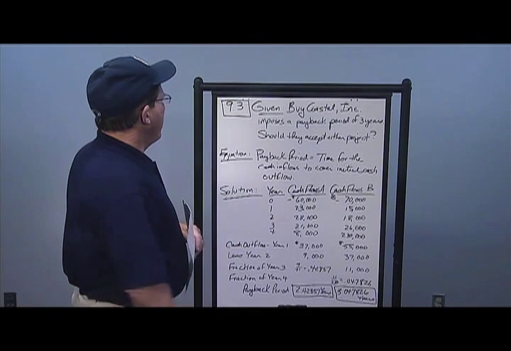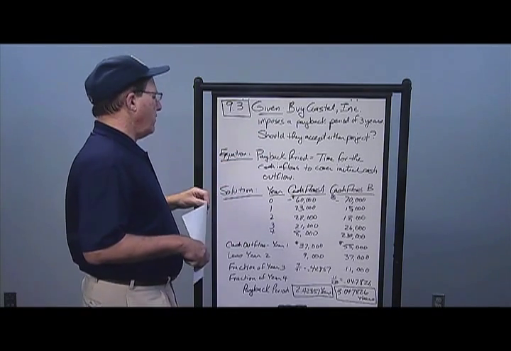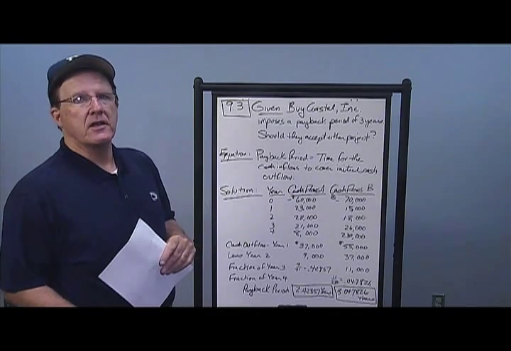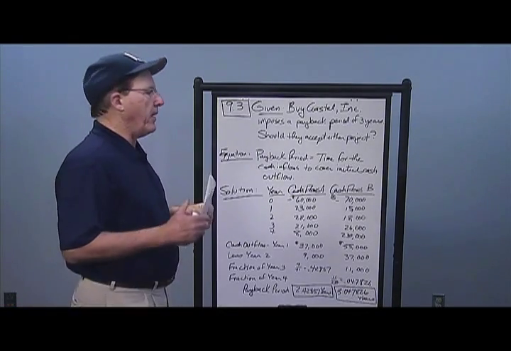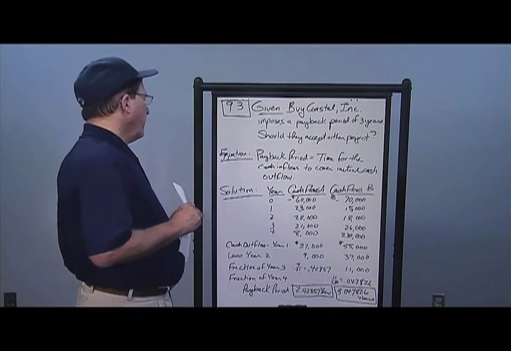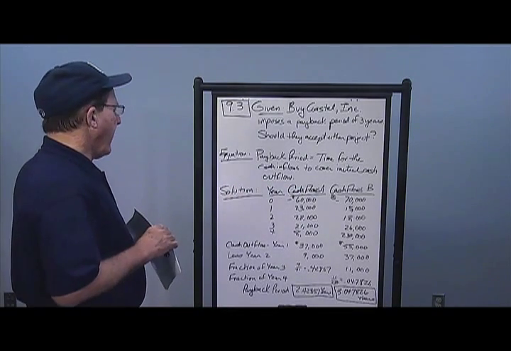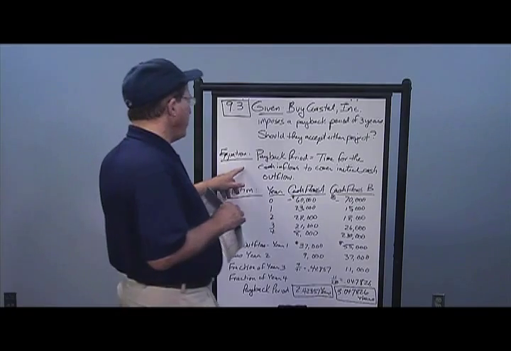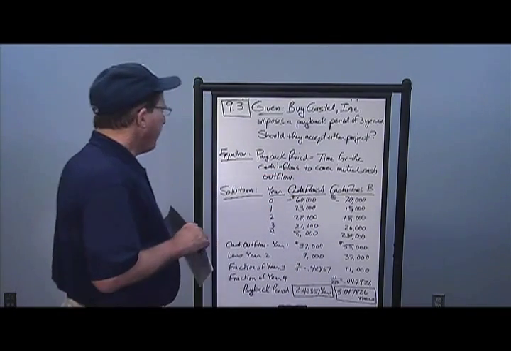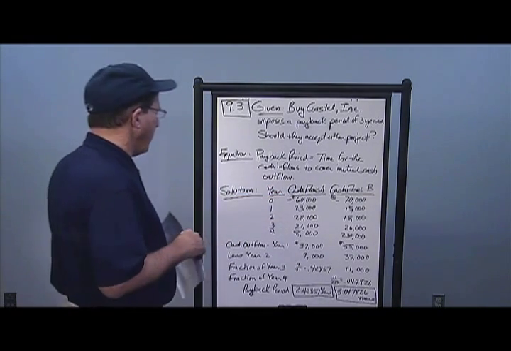In problem number 3, we have Bicoastal's CFO imposing a payback period of 3 years. Basically, the CFO is saying, don't come into my office with any project of yours that requires more than 3 years to pay back. Should the CFO accept either project? First project costing $60,000, second project costing $70,000. Payback period is the time for the CFO to get his or her initial cash outflows back in. How long does it take for those cash inflows to cover the cash outflow?